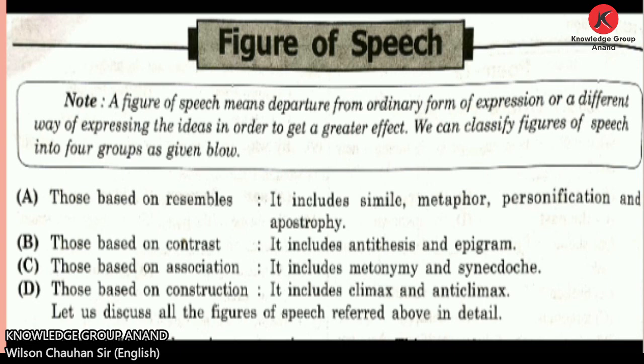Now we have D, those based on constructions. What is constructions? So it includes climax. Climax, if you see, you will have one base, then second base and third base. Slowly it's a sort of building up of a particular story. So that is what constructions means. Okay, and climax and anticlimax. See, one is in an ascending order, the second is in descending order, and therefore, dear friends, they are called constructions.